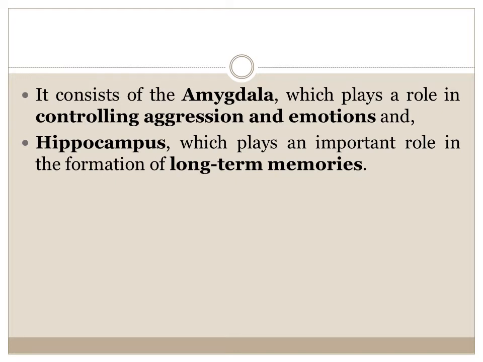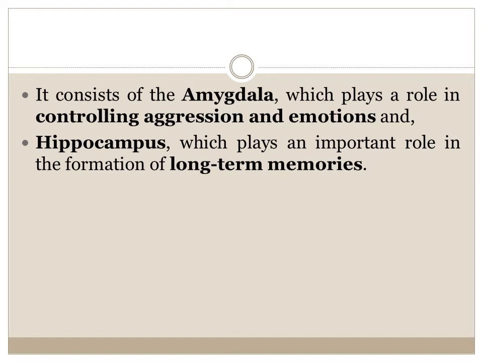The limbic system consists of the amygdala and the hippocampus. Let's start first with the amygdala. It plays a role in controlling aggression and emotions. When we can control our aggression, like when we are angry and we want to slap the person, for example, the one controlling our aggression of slapping the person is the amygdala, and also our emotions. So, for example, something came up unexpectedly and made us very angry. To balance our emotions, the amygdala plays that role. So, that's the function of the amygdala.